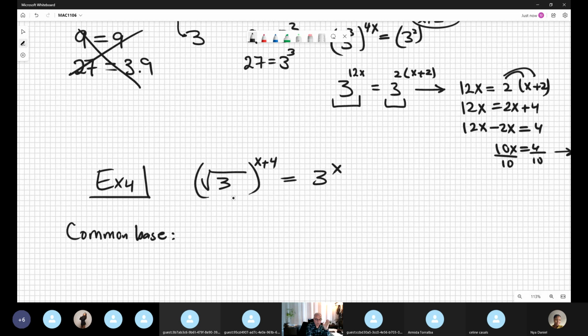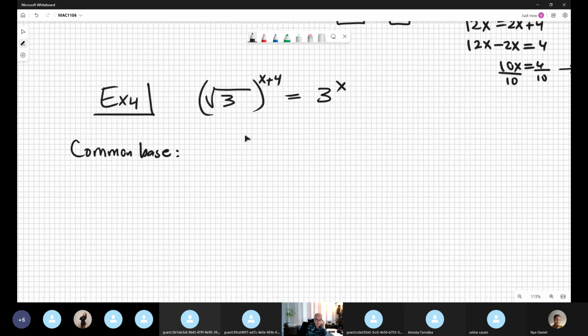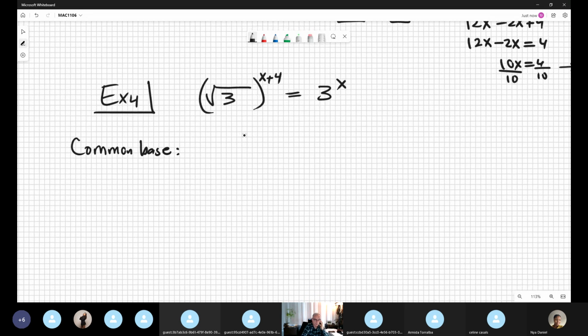Don't be scared of the square root, because you know very well the relationship that exists between, for example, radical 3 and 3 raised to the 1/2. Yes or no? Do you remember this or no? Well, I need to refresh your memory. No?